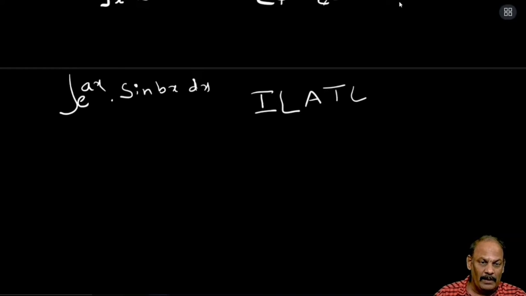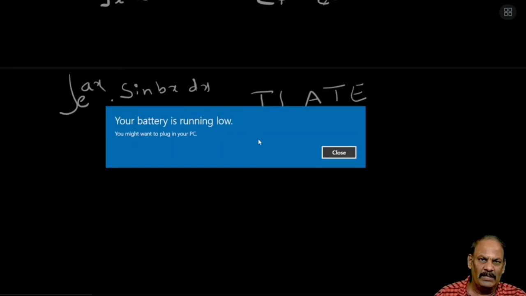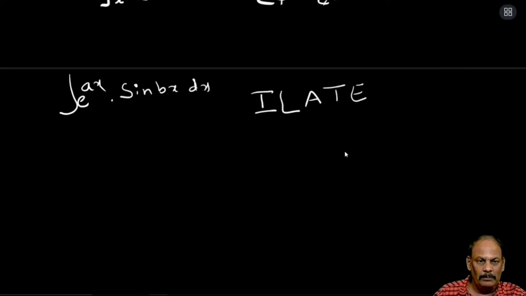Next, E. E means exponential function. Yes, e to the power of x is an exponential function. In the sum, trigonometric and exponential functions, two are involved. First one, T. For that reason, the first function we can choose as sine bx.